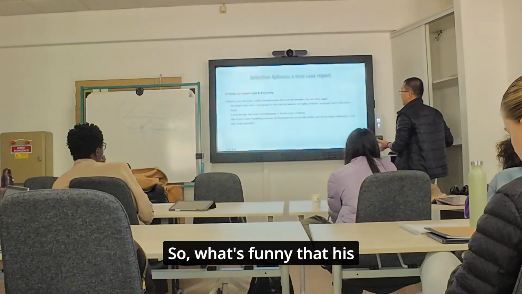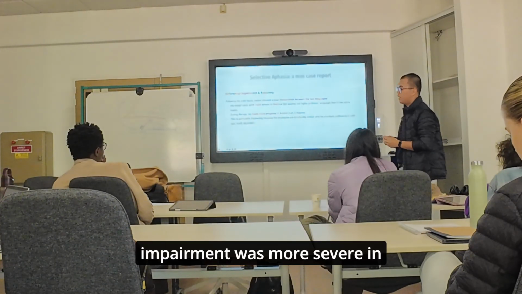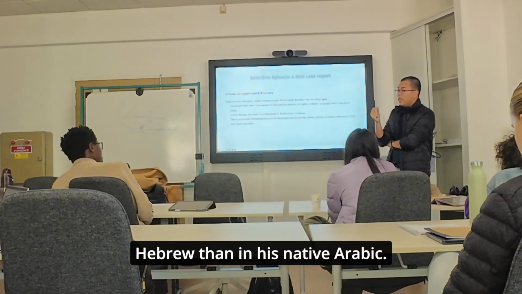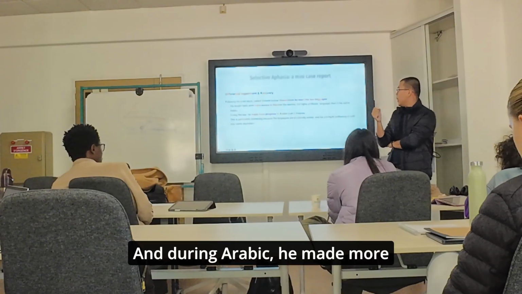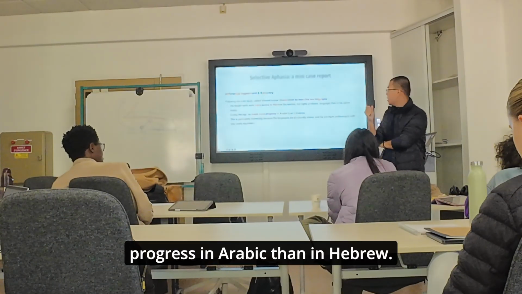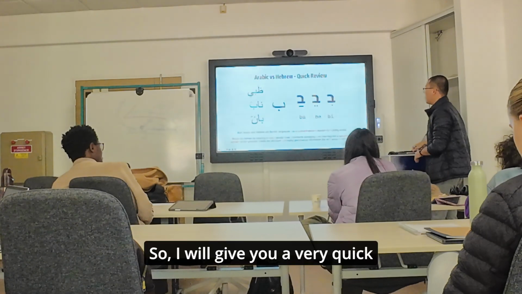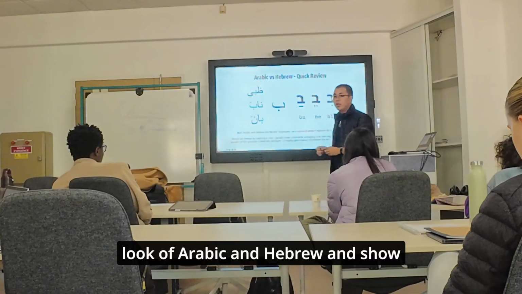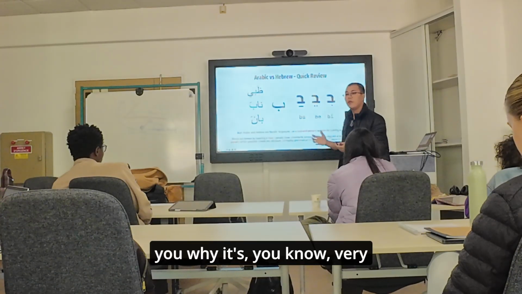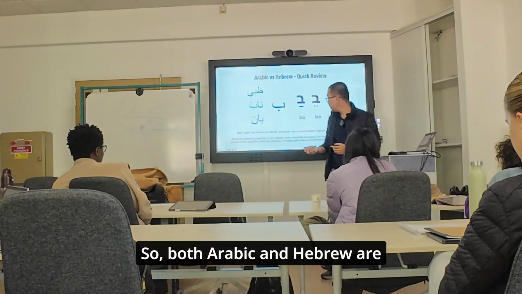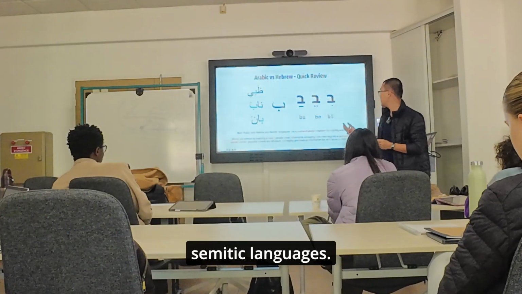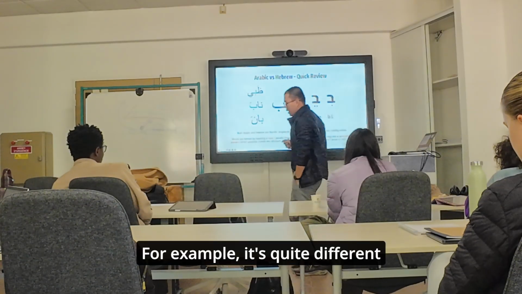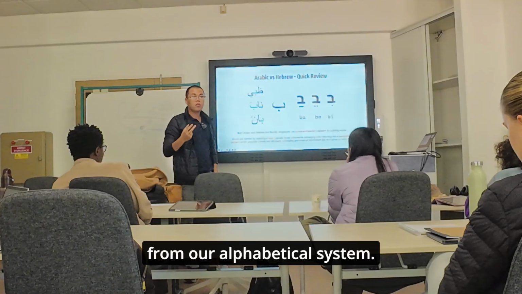What's funny is that his impairment was more severe in Hebrew than in his native Arabic. And during therapy, he made more progress in Arabic than in Hebrew. So I will give you a very quick look at Arabic and Hebrew and show you why it's very interesting. Both Arabic and Hebrew are Semitic languages. They use a root and pattern system for building words, which is quite different from our alphabetical system.